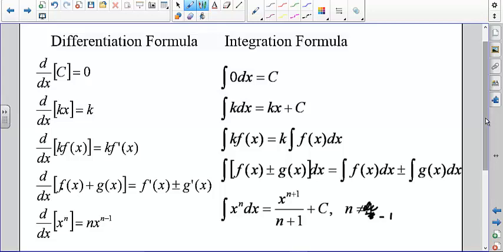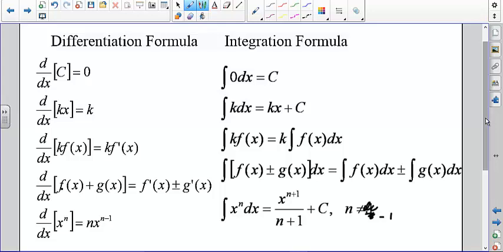So here are the derivative formulas that were in chapter 2. The derivative of a constant times x is just the constant. So the derivative of 3x is 3. This is the constant multiplier rule. So if you take the derivative of a constant times a function, it's just the constant times the derivative of the function. And this is just the addition rule. These are all derivative rules that we had in chapter 2, and these are the corresponding antiderivative or integration rules.